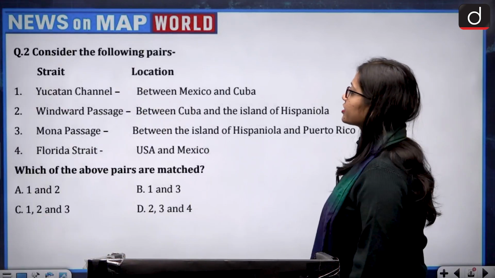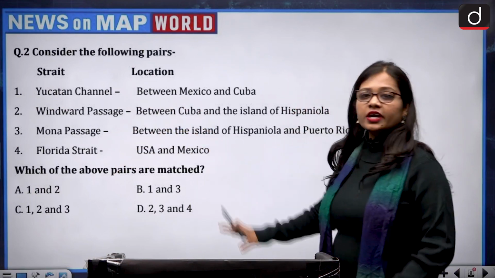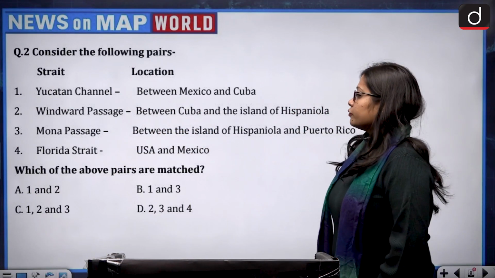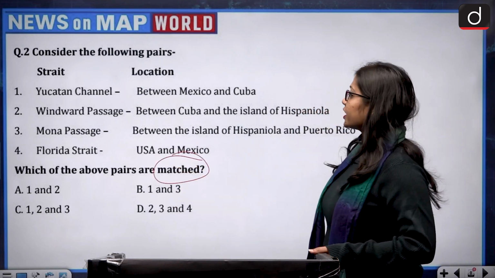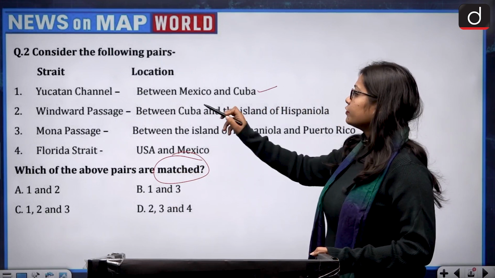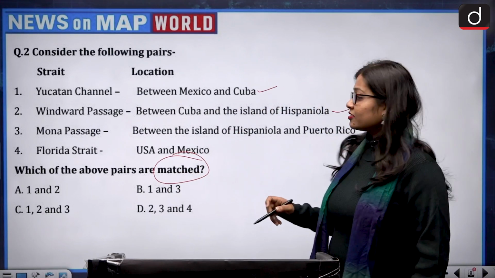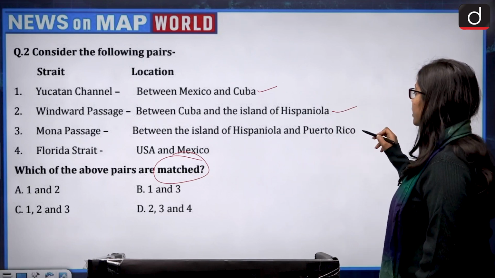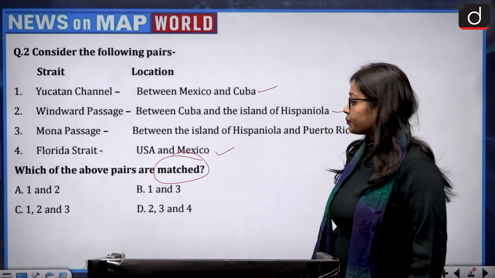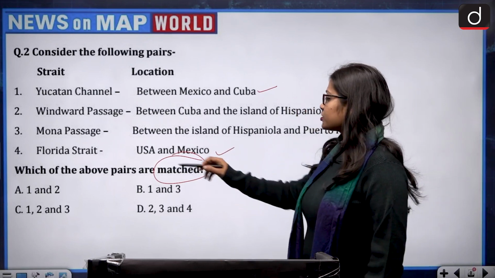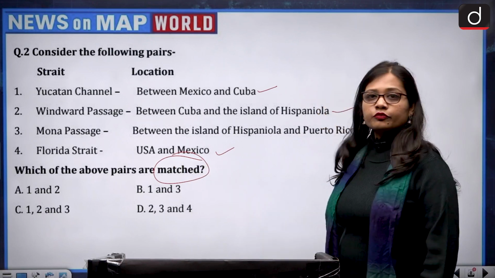The question reads, consider the following pairs. On one side strait is given, on the other side location is given. Which of the above pairs are correctly matched? Yucatan Channel between Mexico and Cuba, Windward Passage between Cuba and the island of Hispaniola, Mona Passage between the island of Hispaniola and Puerto Rico, Florida Strait between USA and Mexico. Which of the above pairs are matched? 1 and 2, 1 and 3, 1, 2 and 3, or 2, 3 and 4.